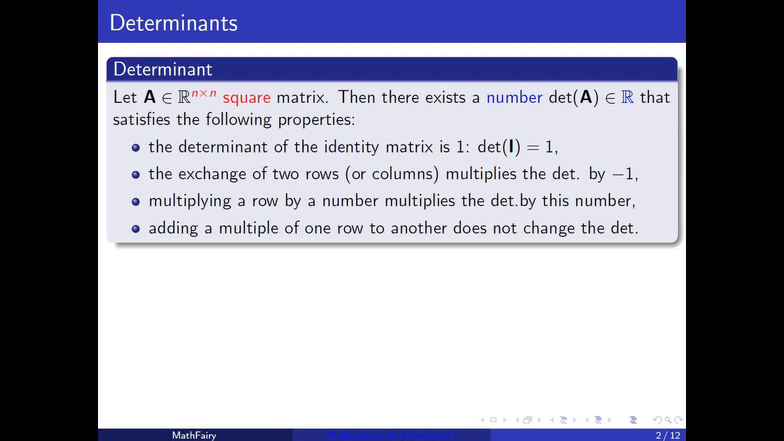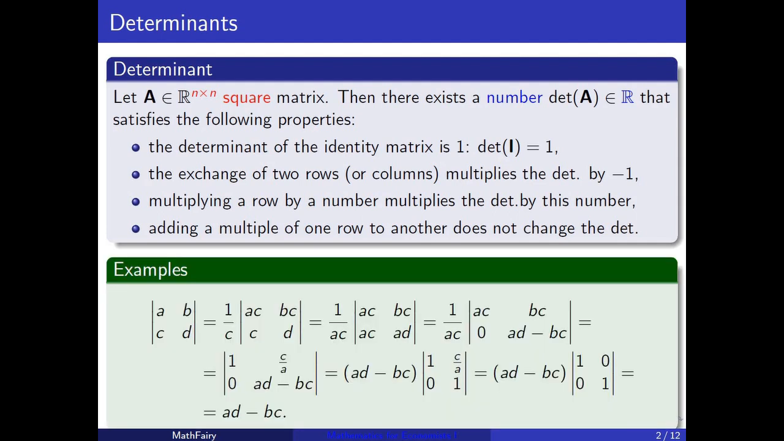The second criterion, together with the first one, implies that negative determinants are possible. The third criterion implies that if a matrix has a full 0 row or column, the determinant will then be 0.